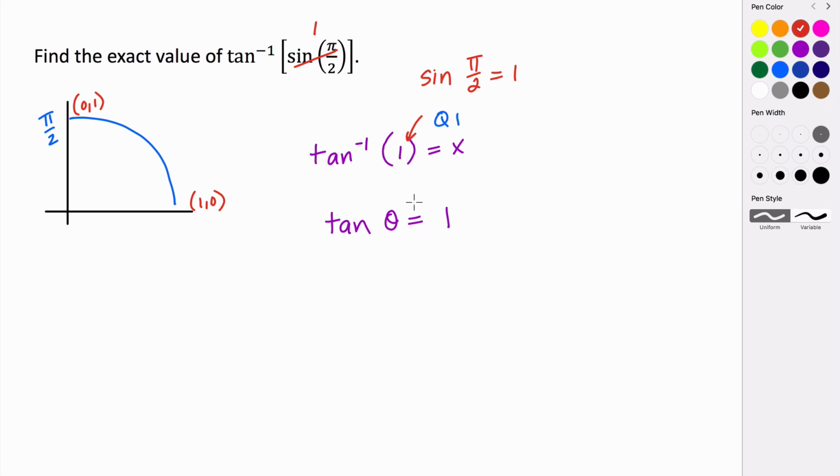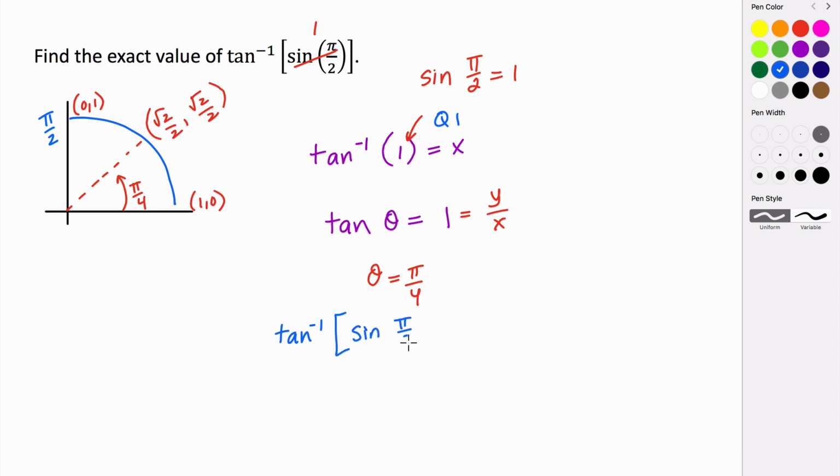So we know that the tangent is defined as the y-coordinate divided by the x-coordinate. And in order for this quotient to be 1, the values of y and x must be the same. So that's going to happen where the ordered pairs are square root of 2 over 2, square root of 2 over 2, which is an angle of pi over 4 radians. So this means that theta is equal to pi over 4. So when we evaluate this, the inverse tangent of the sine of pi over 2 is equal to pi over 4.